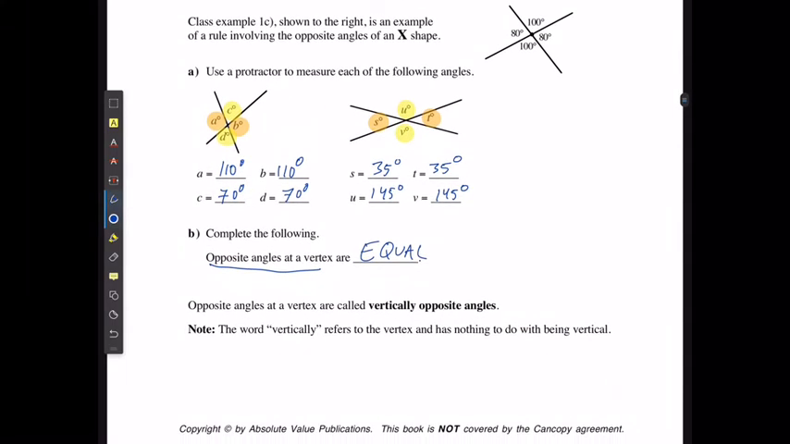And we typically refer to it as vertically opposite angles. The word vertically in vertex has nothing to do with actually being vertical. When we call it vertically opposite, vertically means at the vertex. So don't think of it as up and down, think of it as at the vertex when referring to these ones.